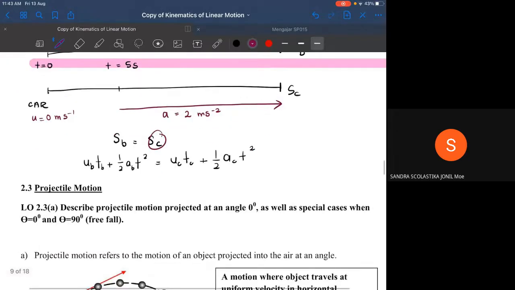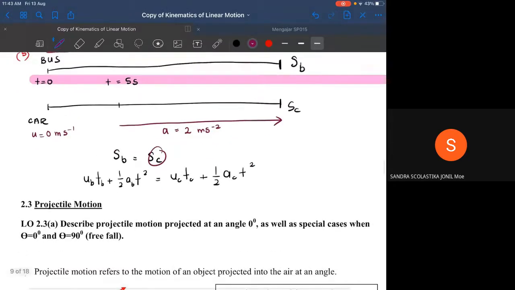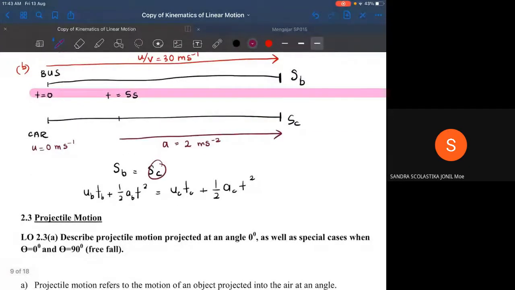So this one, the velocity of the bus is 30. Sorry, Miss put TB here, ignore that. There is no TB. So UB, we put UB 30. We don't know what T is, so we don't know the time it reaches here. Miss just puts T. And then plus half.